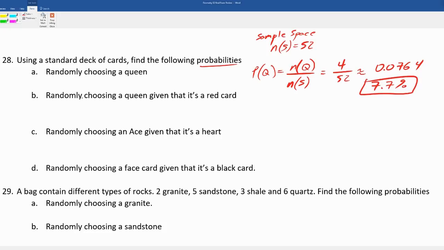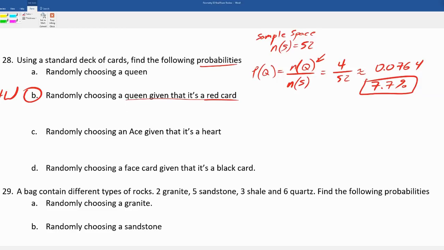All right, randomly choosing a queen, given that it's a red card. So we got some conditional probabilities here. Tell you what, that one's for you. How many queens are really red? And that's going to determine how many queens there are going to be for you. And it's very much like part A, just instead of 4, you're looking at a different number.